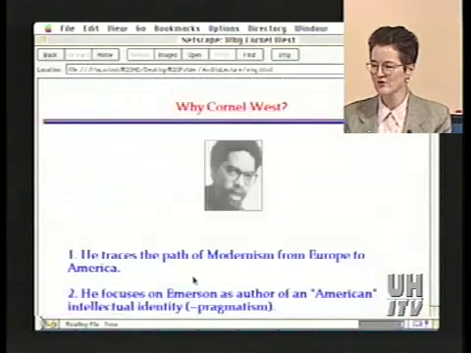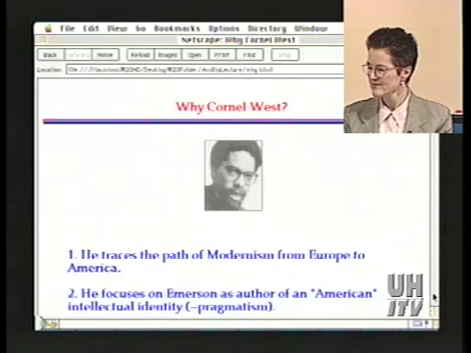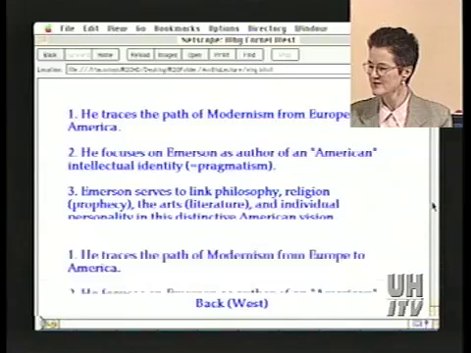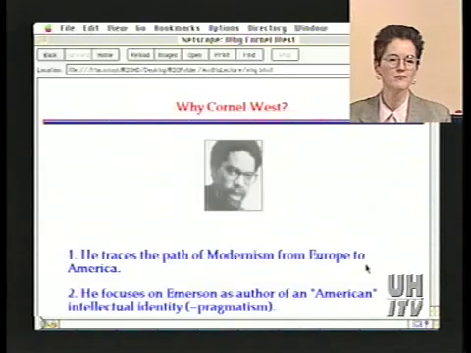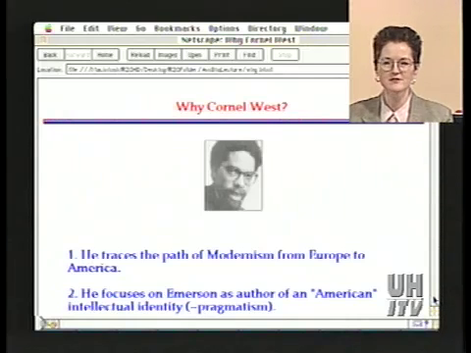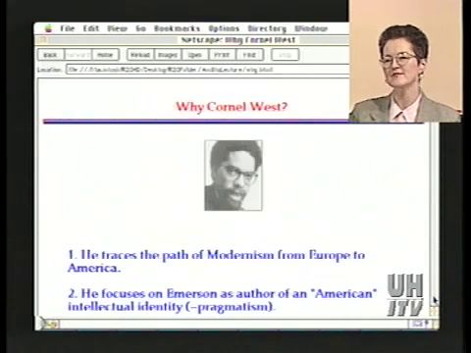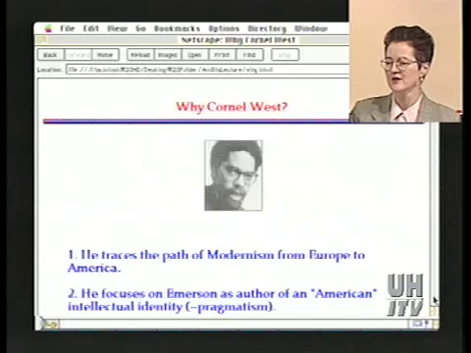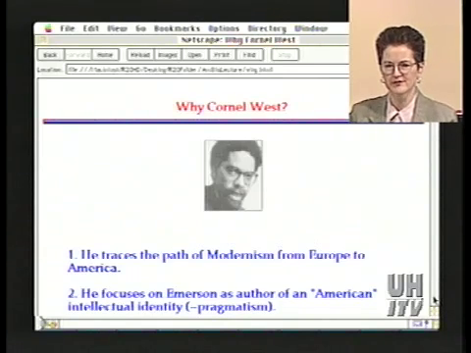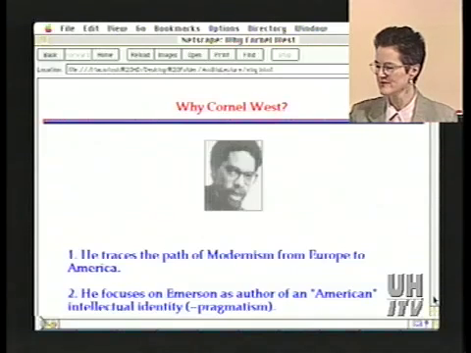So let me say a little bit more about why Cornel West. What is it about him? Let me move up a little bit more. He traces the path of modernism from Europe to America by focusing on Emerson. And so he will use Emerson and argue that Emerson is a philosopher responding to the European intellectual tradition of philosophy, and that's where the whole movement of modernism is rooted.